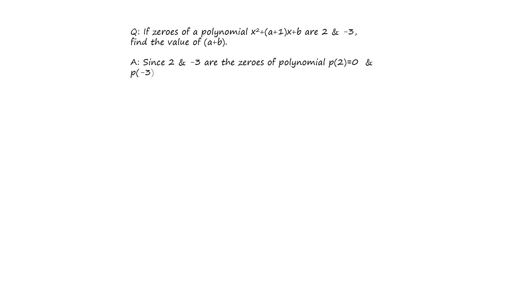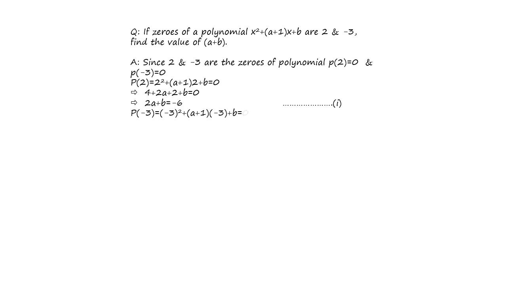Since 2 and minus 3 are the zeros of the polynomial, we can write p of 2 equals 0 and p of minus 3 equals 0. What is p of 2? That is, we put 2 in the place of x. By this, we are getting 2a plus b equals minus 6. Let this be our first equation. Likewise, in the place of x, we'll put minus 3, and let's see if we get another equation.